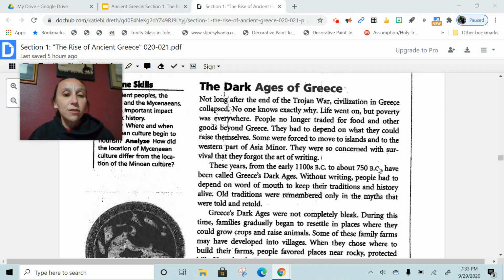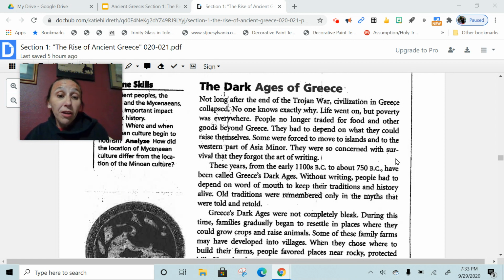They were so concerned with survival that they forgot about the art of writing. There wasn't really time to enjoy life because they were focused on taking care of themselves and making sure that they were fed, clothed, right? They needed housing. These years from the early 1100s to 750 BC have been called Greece's Dark Ages.